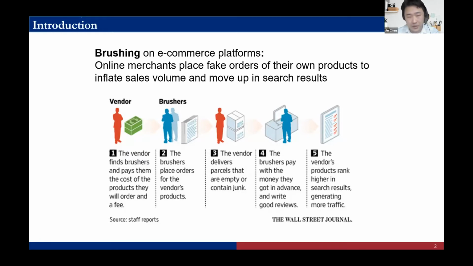And here is how it works. There are professional third-party brushers, and merchants first reach out to them, and then these professional brushers will place orders and make payments using the money they have received from the merchants. And then the merchants will ship out empty parcels or boxes of worthless items. After that, brushers will get compensated, and the fake transactions increase the sales volume of the merchants, enabling their products to rank high in the search results.